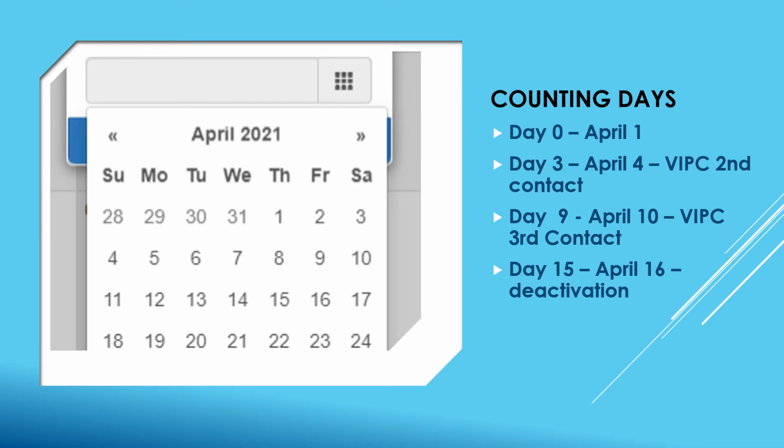This slide gives you a visual tool of what you can use to review our Count the Days path for an account. If an application is started on April 1st, that is day 0. 3 days later, on April 4th, the applicant will receive the VIPC second contact. 6 days later, on April 10th, the account will receive the VIPC third contact. If the basic steps are not completed by day 15, advanced trained team members may deactivate the account.